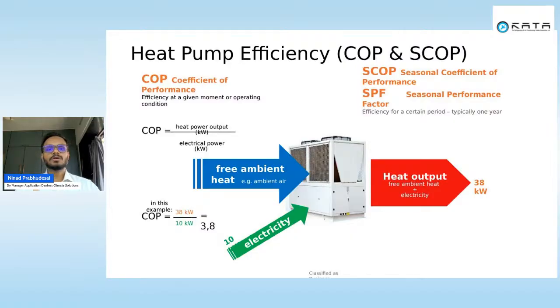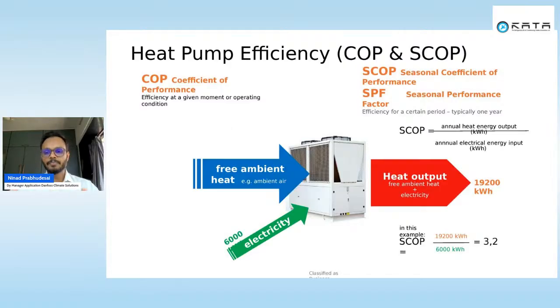But COP is always calculated at a particular condition and at a particular moment. Over the period of one year, there are a lot of changes in the ambient and in the demand. So COP cannot represent the actual efficiency of the heat pump. That's why we have the next parameter, the seasonal performance factor, or seasonal efficiency, of the heat pump. Here we consider the annual period, one year, and take the average of all the COPs throughout the year.